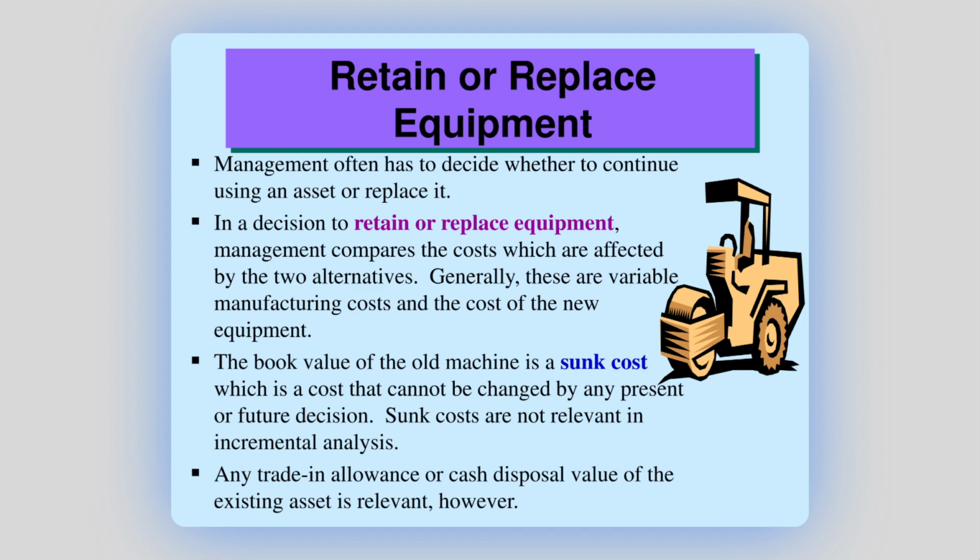The book value of the old machine is a sunk cost. It is an irrelevant cost, which is the cost that cannot be changed under alternative courses of action. Okay?